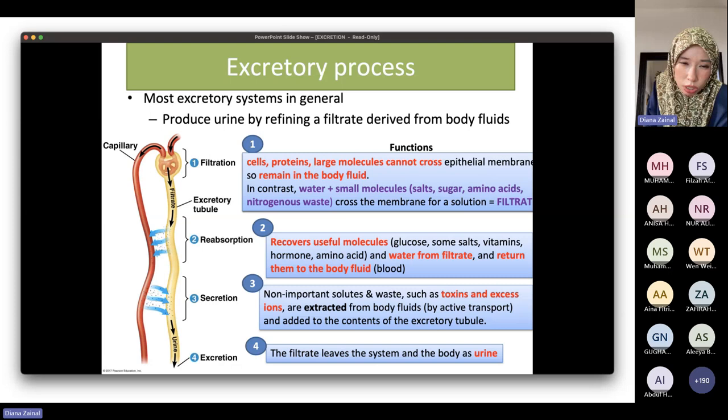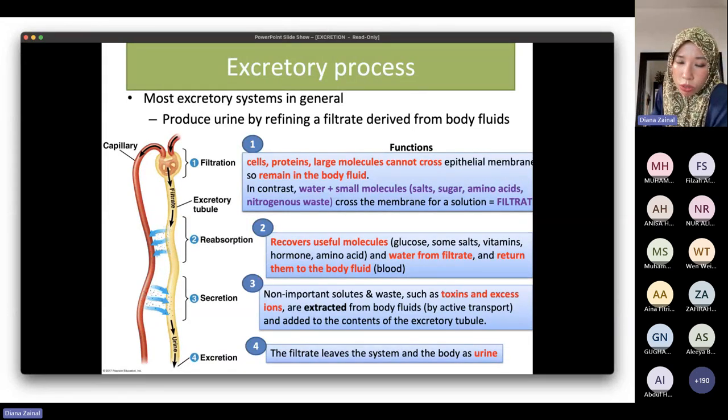In contrast, water and small molecules like salts, all those ions, sugar, amino acids, glucose, fructose, can all cross the membrane in solution. That we call the filtrate. It means the substances that can pass into the tubule, the excretory tubule, we call a filtrate. We don't call it blood because you already filtered it, right? And we cannot call it urine either, because it has not come out as urine yet. We haven't processed it, because certain things need to be reabsorbed and certain things need to be excreted. So we still call it a filtrate.